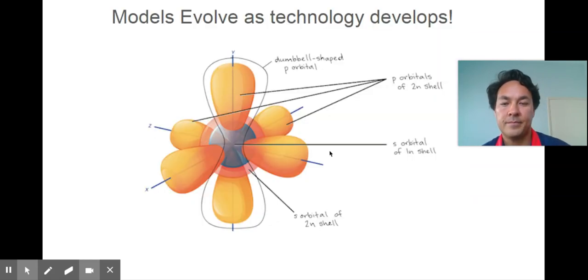All right. Models evolve as technology develops. So this is just showing you that we can move on from the Bohr model, and we can understand that really instead of orbitals going around the sun, there are orbitals in different directions and they have different shapes. And so they can be circular shaped, or shaped like dumbbells, or even other shapes.